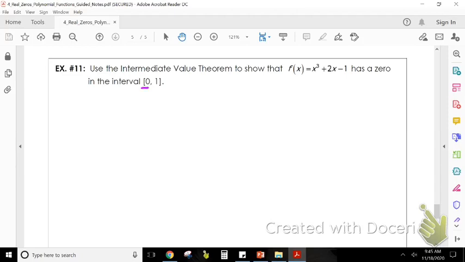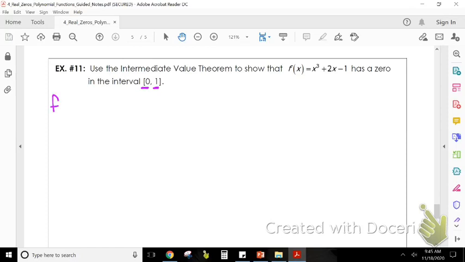So we're going to plug in 0 into our function and then 1 into our function and see what their y values are. And if there is a 0 between them, their y values are going to have different signs. If the y values have the same sign, then there's not necessarily a 0 between them.